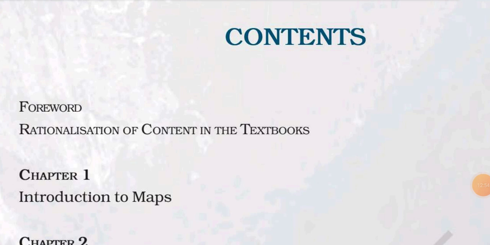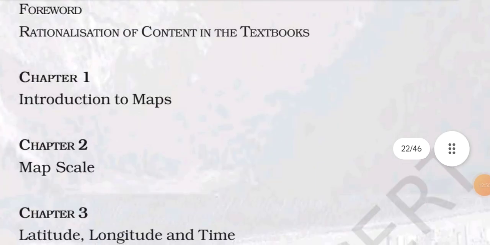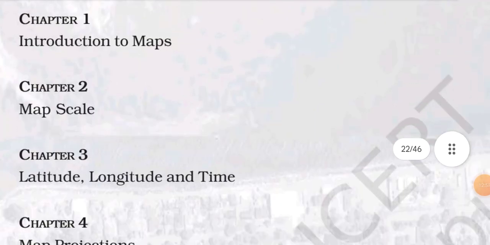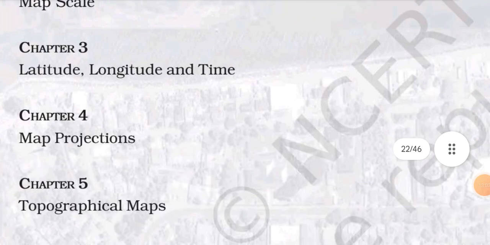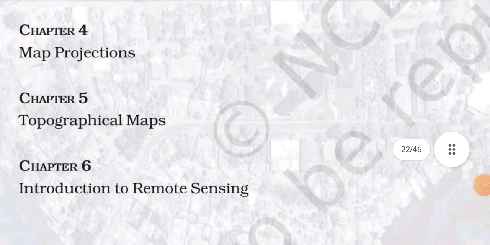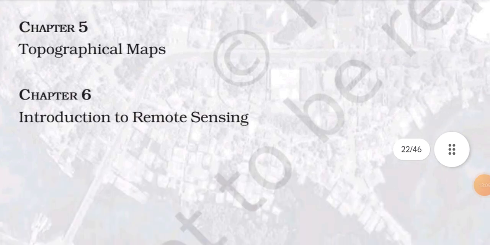Contents. Foreword. Rationalization of content in the textbook. Chapter 1, Introduction to Maps. Chapter 2, Map Scale. Chapter 3, Latitude, Longitude and Time. Chapter 4, Map Projections. Chapter 5, Topographical Maps. Chapter 6, Introduction to Remote Sensing.